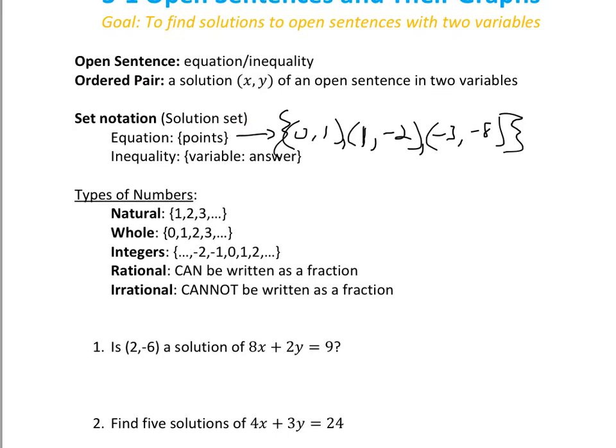For an inequality, it's a little bit different. The way you do set notation for an inequality is you write the bracket, then whatever variable you have, and then the answer. So: the set of all x such that x is greater than 2. For two variables, it would be the set of all (x, y) such that, and then whatever you need for x, whatever you need for y. So that's what it looks like.